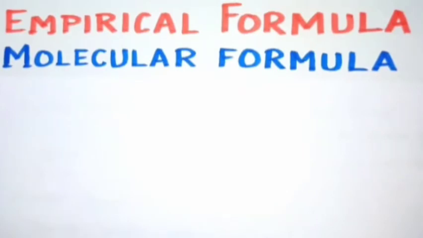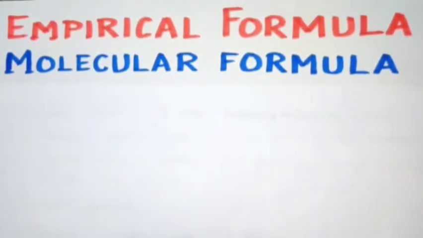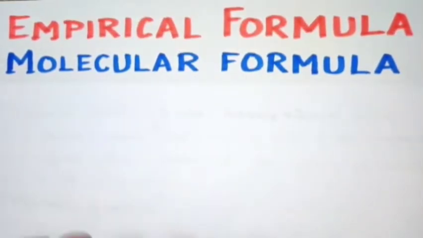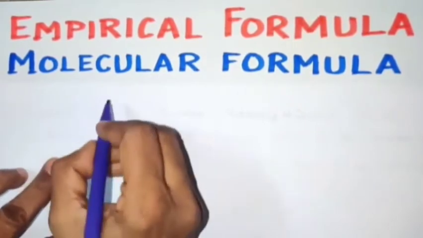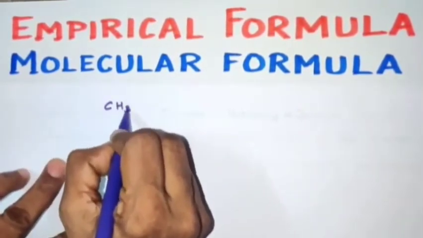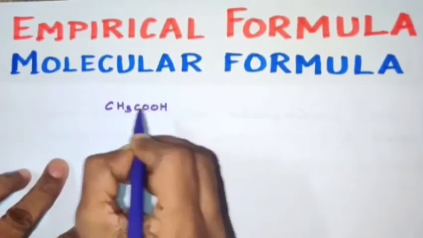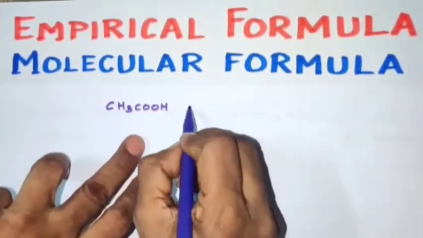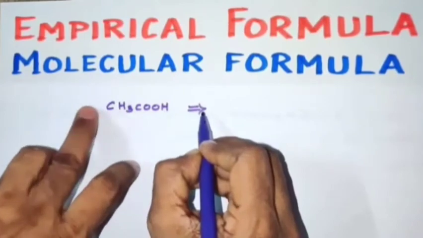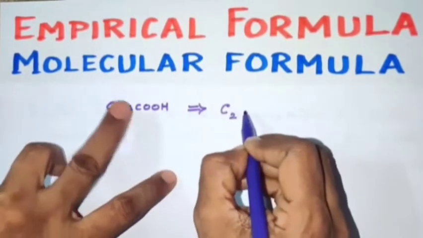Let's start the class. You are familiar with the topic molecular formula from your smaller class onwards, whereas the empirical formula is a new topic for you. Don't get worried about that. Let's see clearly in this class. Do you know the molecular formula of acetic acid? Yes, that is CH3COOH. Let's write the amount of atoms present in that acetic acid.